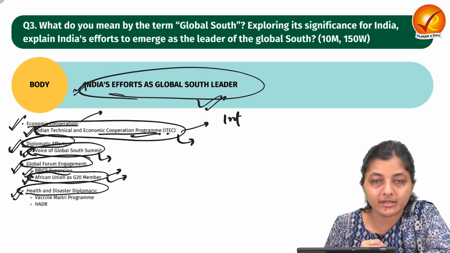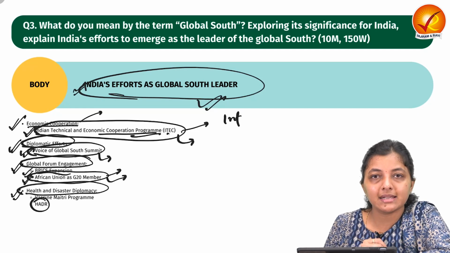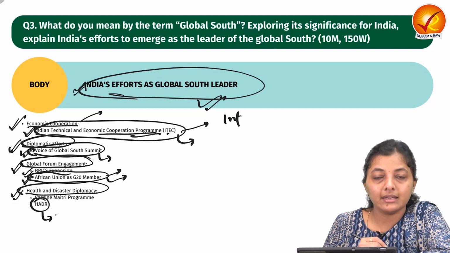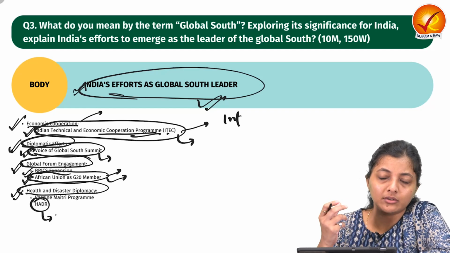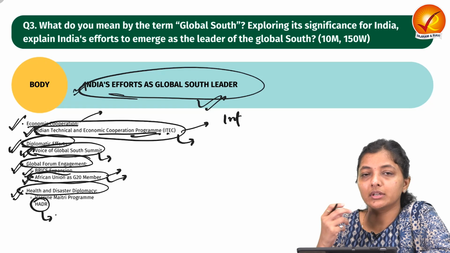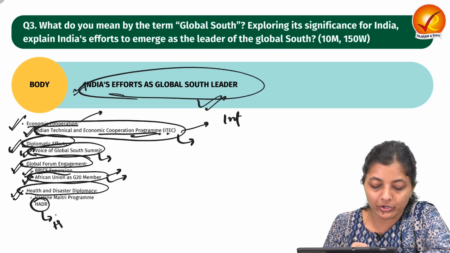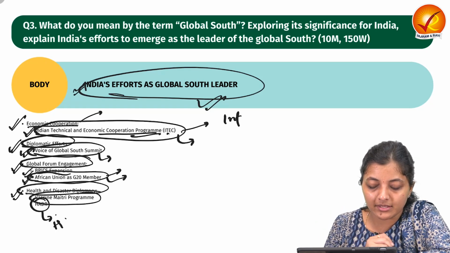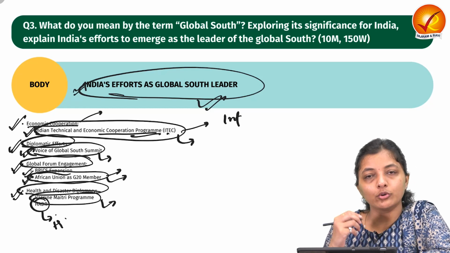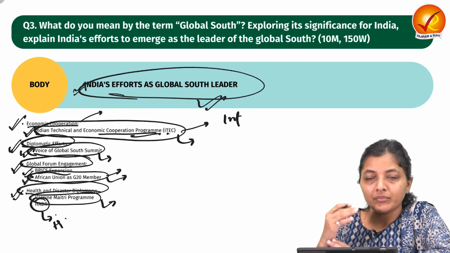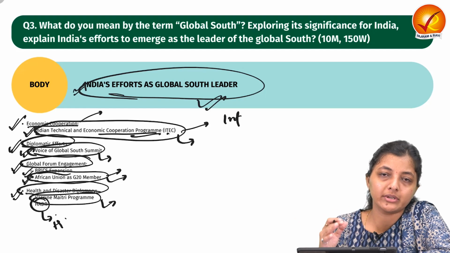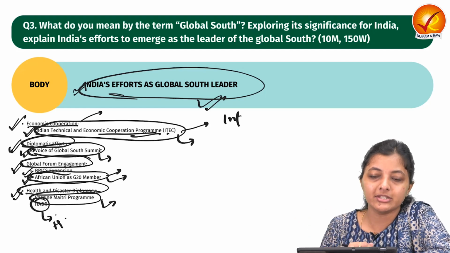Then health and disaster diplomacy, humanitarian and disaster-resilience aid, like food aid during the conflicts in Afghanistan, HADR support to Turkey during the Turkey earthquake. The Vaccine Maitri programme: during the COVID-19 pandemic, India ensured that it delivered vaccines to the economically challenged countries.